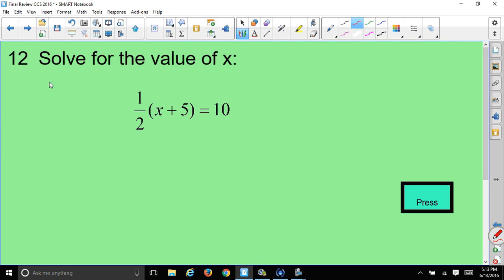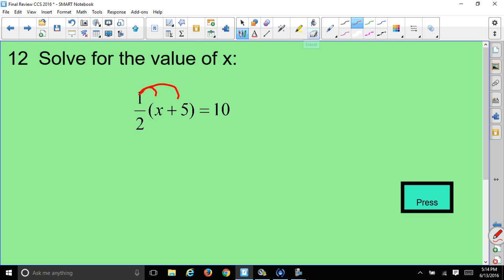All right, here's our first question. Solve for the value of x. We have 1/2 times (x plus 5) equals 10. Now when we look at it, we have a fraction that we have to deal with. So normally you would distribute the 1/2 to the x, and then distribute the 1/2 to the 5, and solve for x. But I'm going to show you a nice trick here.